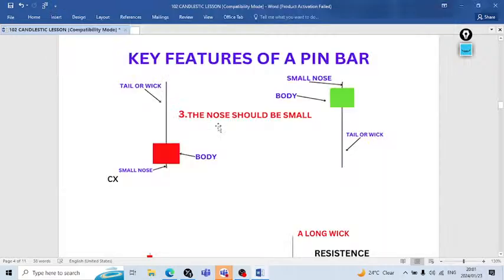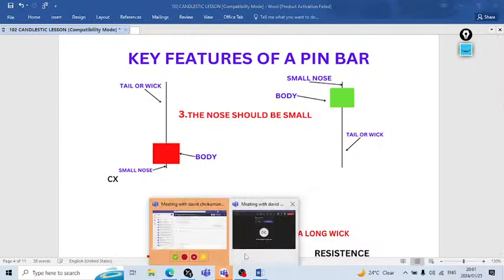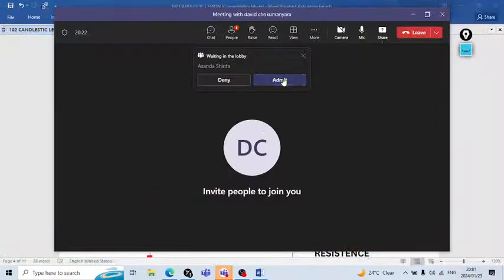So we are trying to look at the characteristics that make up a pin bar. What are the features that you should be looking for to know that this is a pin bar? That's what we are currently trying to establish.